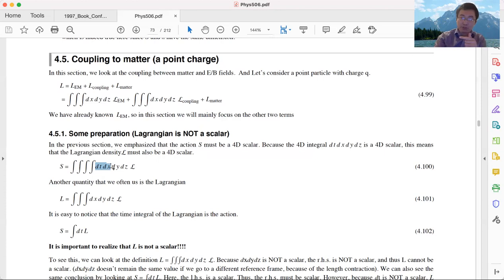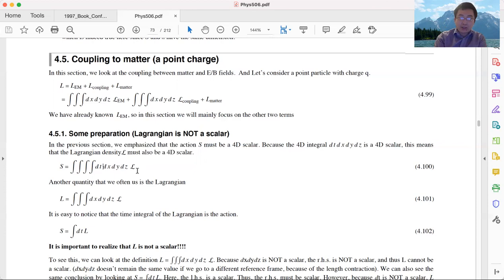Okay? And for Lorentz boost along the x-axis, y and z don't change. So dy, dz don't change. And dx, dt both change, but they cancel each other. So this 4D volume element, dx, dy, dz, dt is a scalar. Okay? If this is a scalar, and S is a scalar, then we have no other choice. L must also be a scalar to make sure that we have scalar equals scalar in this structure. So the bottom line, Lagrangian density and action, these two quantities are both scalars. Okay, so that's very important. Lagrangian density and action are both scalars.